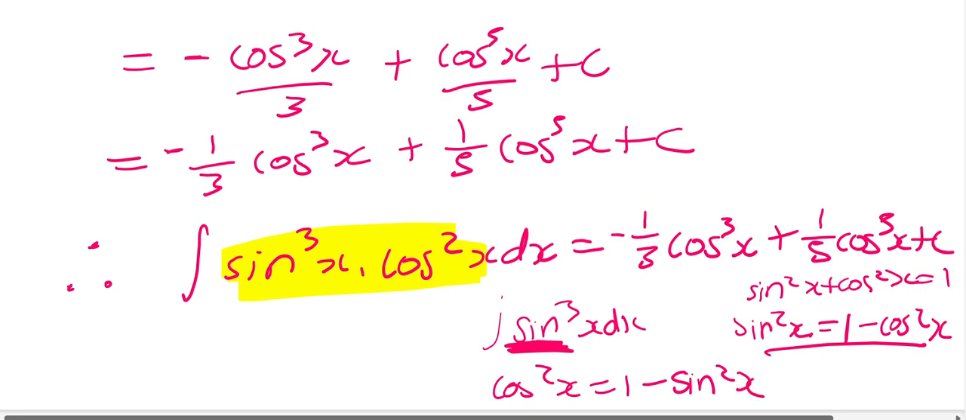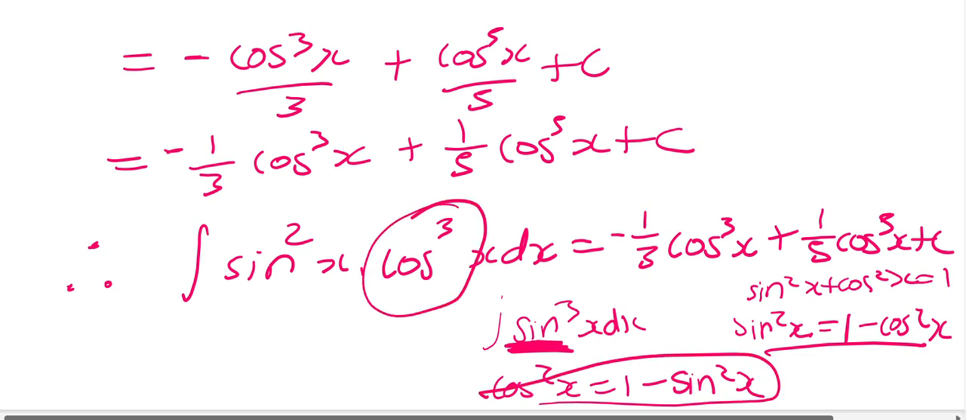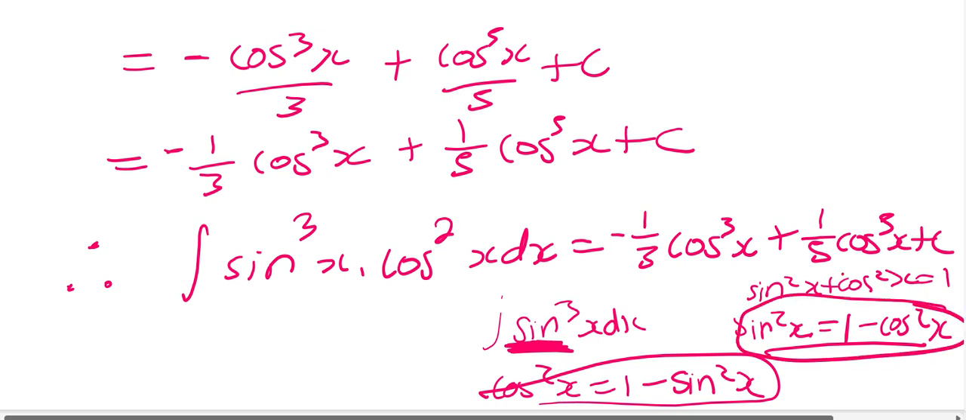If cos was odd, let's say this was 2 and this was 3, then you were going to use this identity here because you were going to split cos to the power of 3x. Now, in our case, we split only the sine to the power of 3x and we use this identity.